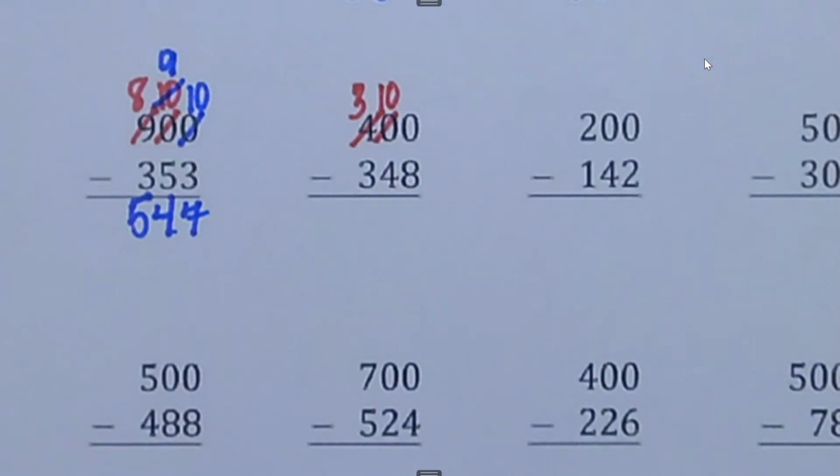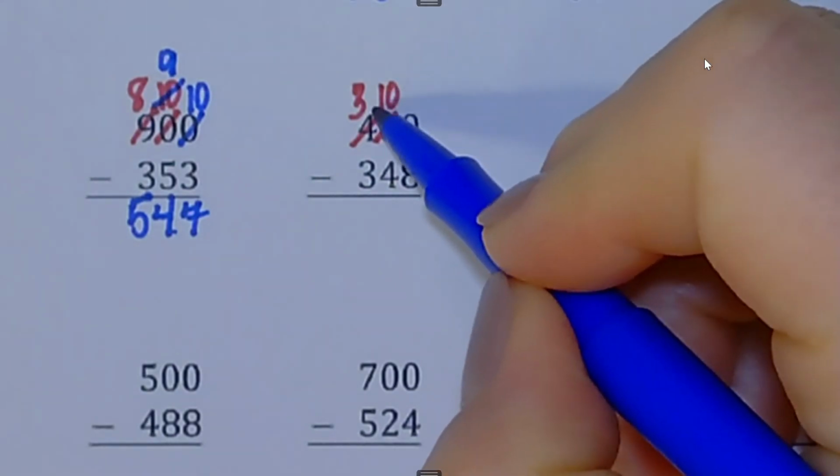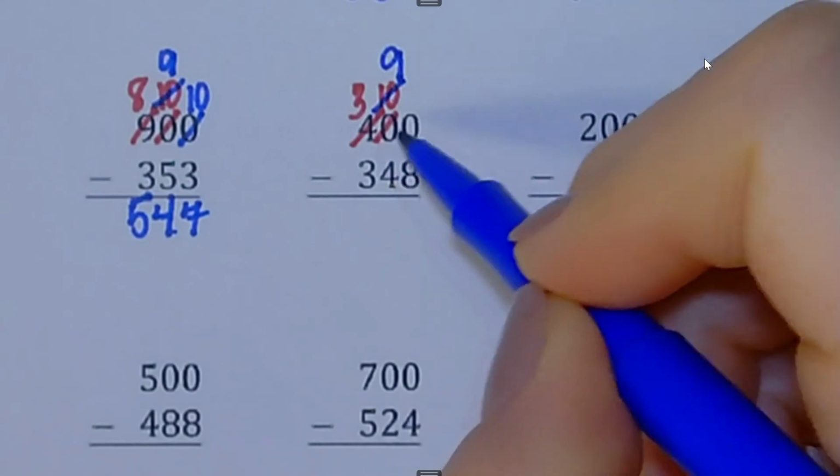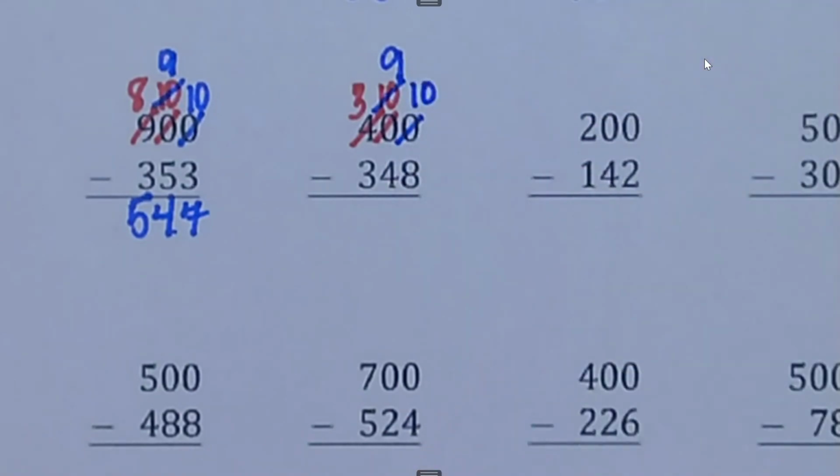All right. Now my tens place is able to help my ones. So I'm going to borrow from this 10, and I'll have 9 in the tens place and 10 ones.